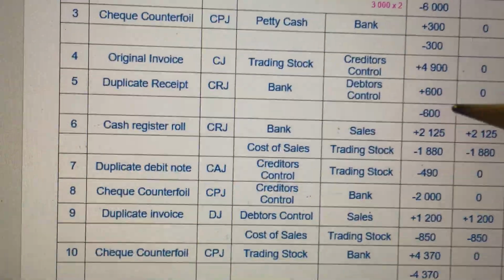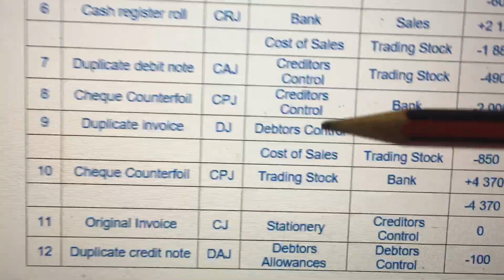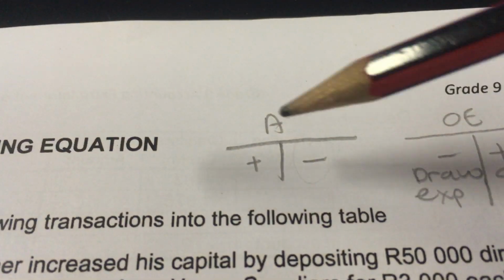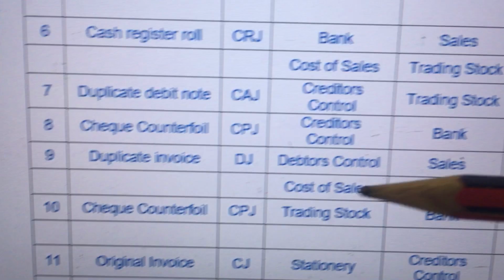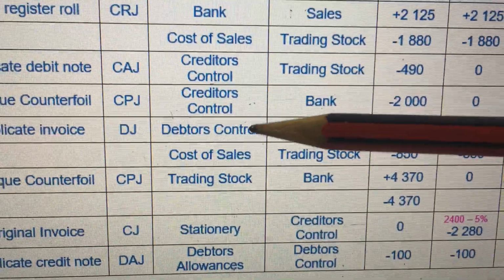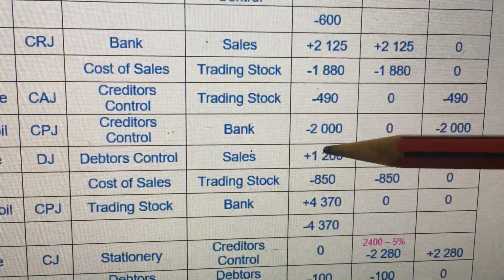So let us have a look here. Firstly, we have the debtor, who's an asset. He owes us more money. So we are going to debit debtors control. Okay, and he's an asset, so it's plus.